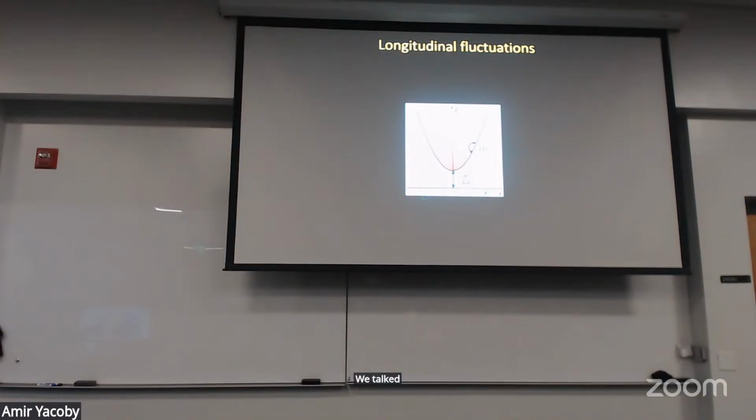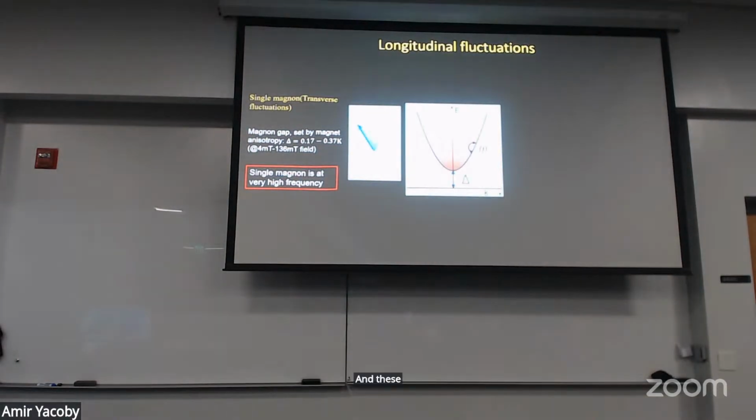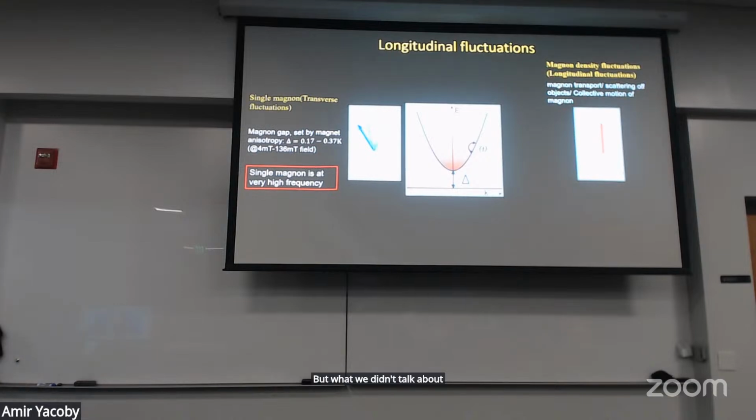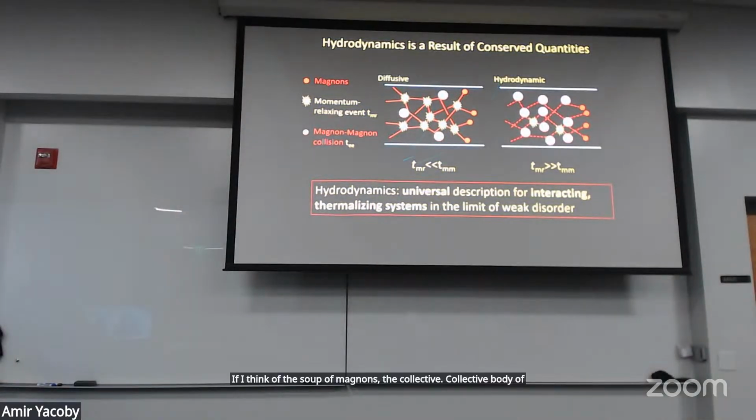We talked about the spin gap and we talked about the excitations. They all have frequencies above the spin gap. And these are called transverse excitations. These are the magnons, the spin excitations in the system. But what we didn't talk about are fluctuations in their number. So what we are seeing are actually fluctuations in the number of magnons and not the magnons themselves. And this, it turns out, can have very low frequency fluctuations. And in fact, if I think of the soup of magnons, the collective body of magnons, they could behave in very different regimes depending on their scattering rate with respect to one another.